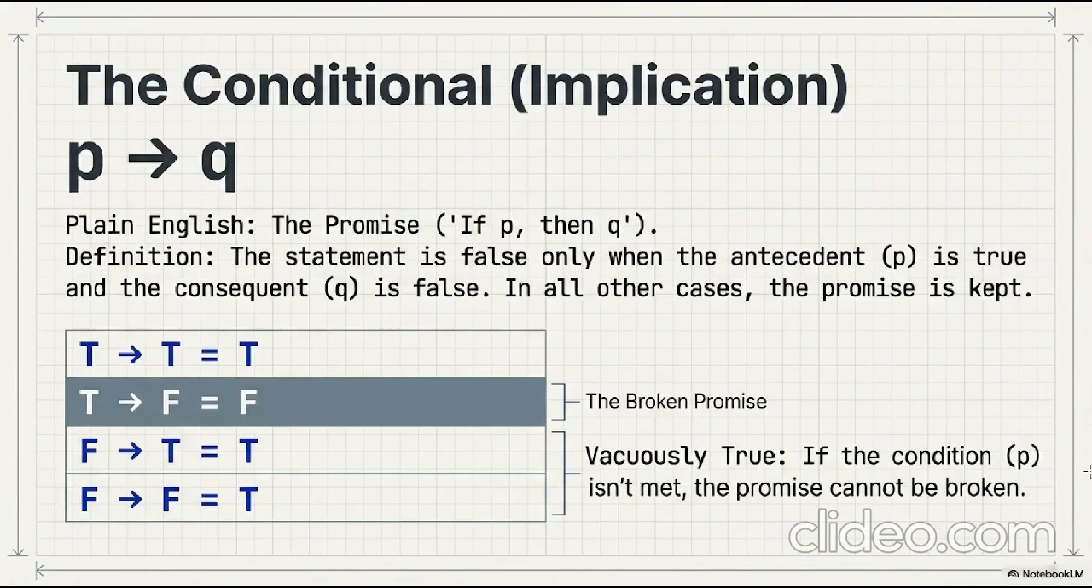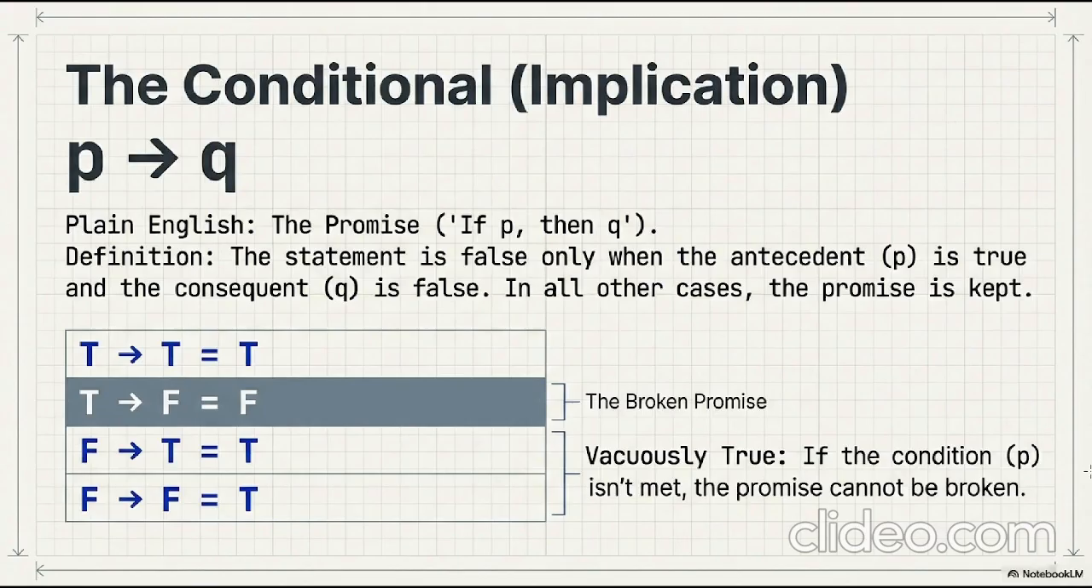The next one is the conditional, or implication. The conditional statement is written as P implies Q. It means if P, then Q. The statement is false in only one situation, when P is true and Q is false. That's called the broken promise case. In all other cases, the statement is true. Even when P is false, the implication is considered true because the condition was never activated.